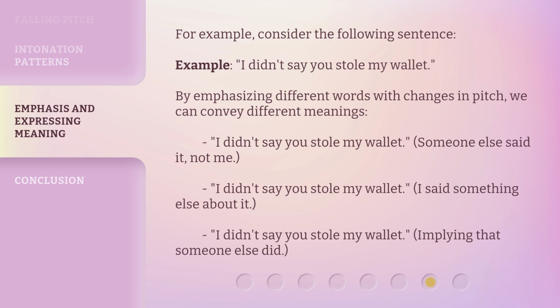For example, consider the following sentence. Example: I didn't say you stole my wallet. By emphasizing different words with changes in pitch, we can convey different meanings. I didn't say you stole my wallet. Someone else said it, not me. I didn't say you stole my wallet. I said something else about it. I didn't say you stole my wallet, implying that someone else did.